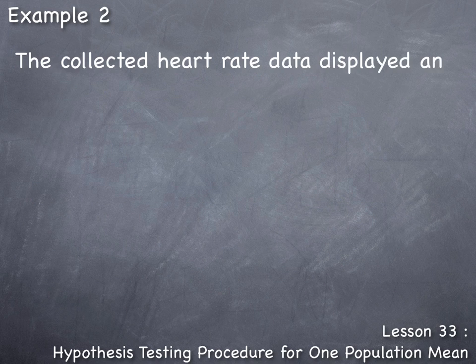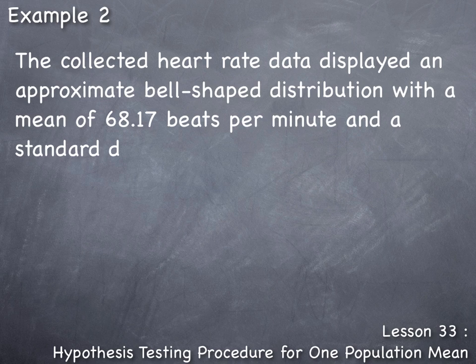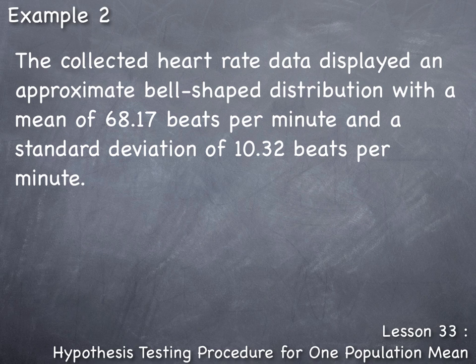The collected heart rate data displayed an approximate bell-shaped distribution with a mean of 68.17 beats per minute and a standard deviation of 10.32 beats per minute. Here, we're given that the mean of this sample was 68.17 beats per minute, thus giving us the x bar equal to 68.17. We're also told that the standard deviation was 10.32 beats per minute, thus giving us the sample standard deviation, S sub x, equal to 10.32.